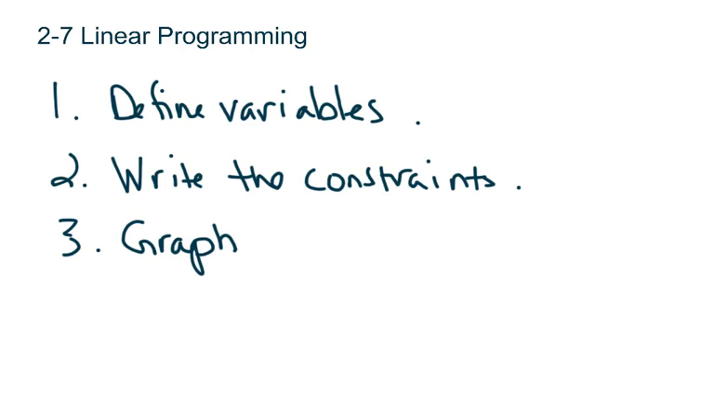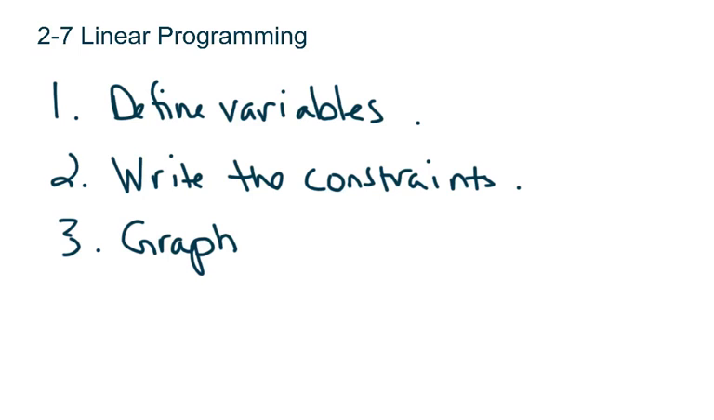We're going to be drawing our own graphs by hand, and most linear programming problems occur in quadrant 1 because they're about making a certain product. You can't make negative product. You can't make negative cookies, so we're not going to be in another quadrant other than 1.